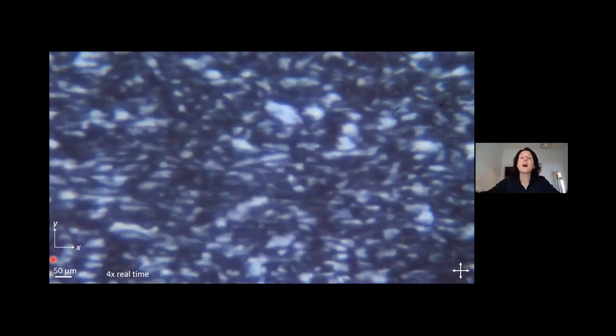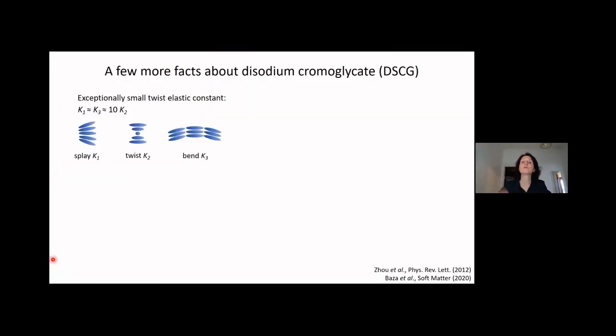And so what are these structures that have spontaneously formed on the flow? Why do they have a fairly well-defined size? And why do they appear elongated in the flow? So to answer all of these questions, I need to tell you a bit more about this disodium chromoglycate. It's a material that is characterized by an exceptionally small twist elastic constant.